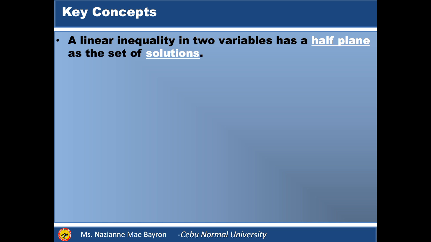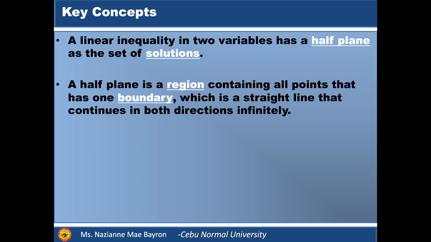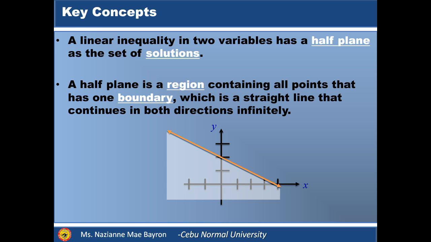A linear inequality in two variables has a half plane as its set of solutions. A half plane is a region containing all points that has one boundary, which is a straight line that continues in both directions infinitely. Here, the x and y axes. The line here is the boundary. The half plane here is the set of solutions, the set of solutions that will make the inequality true.